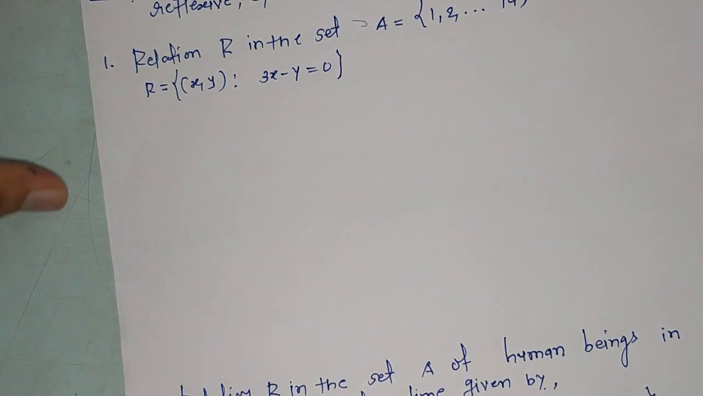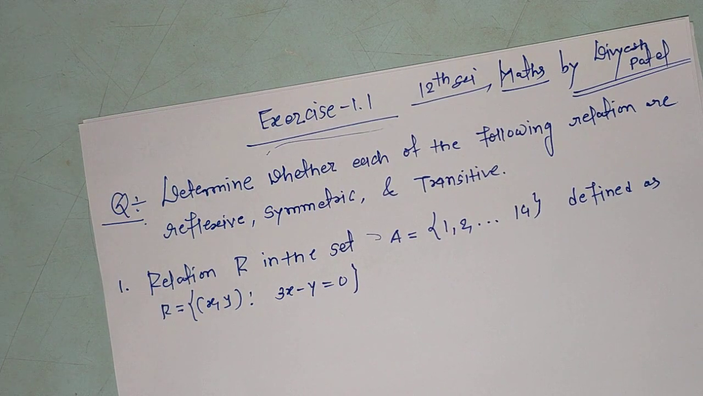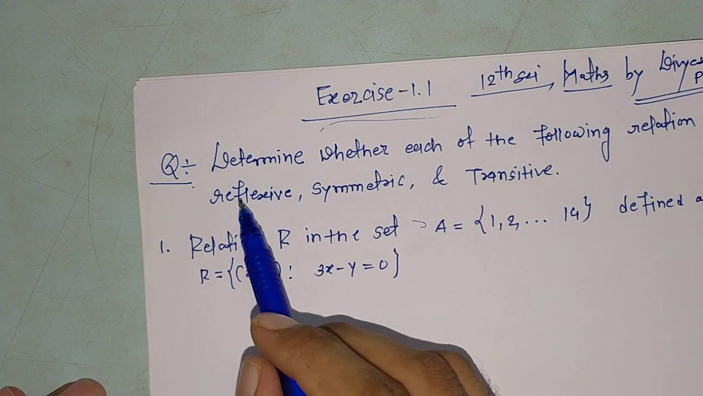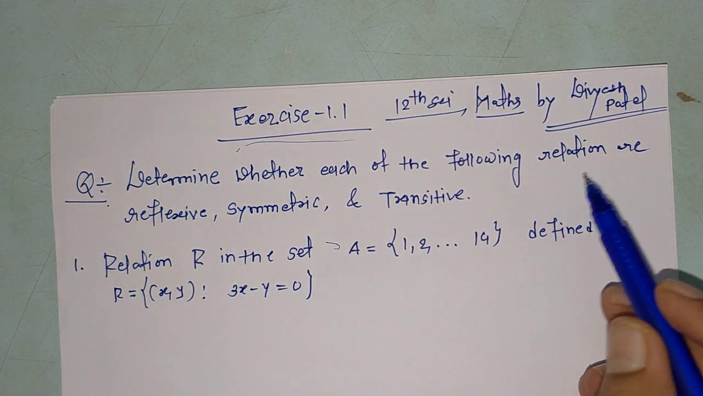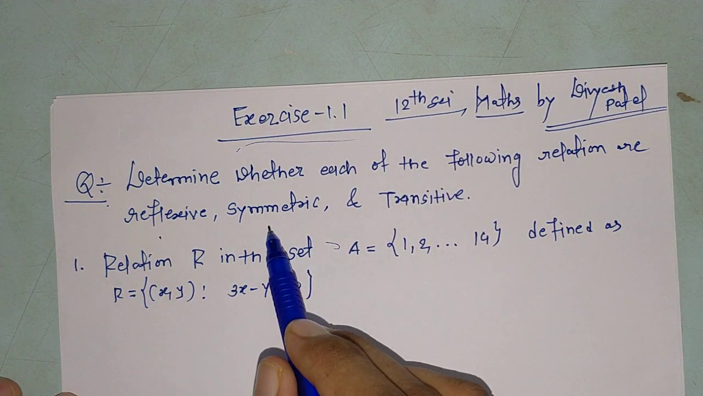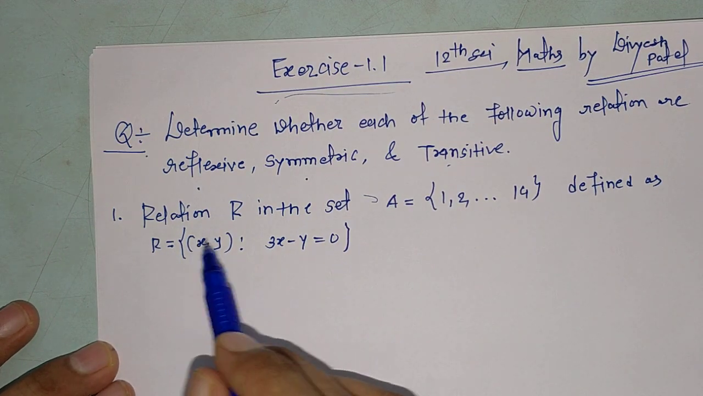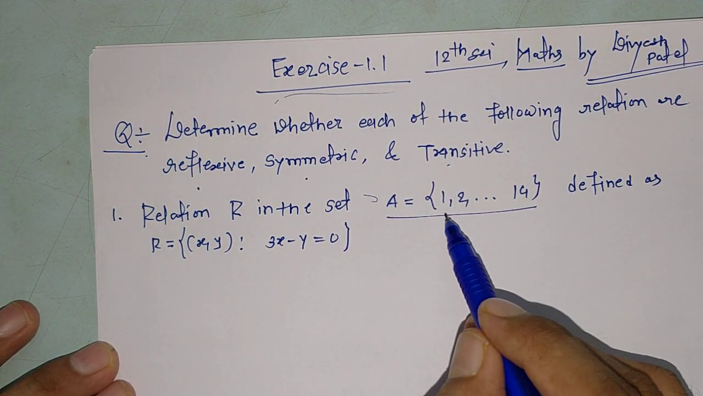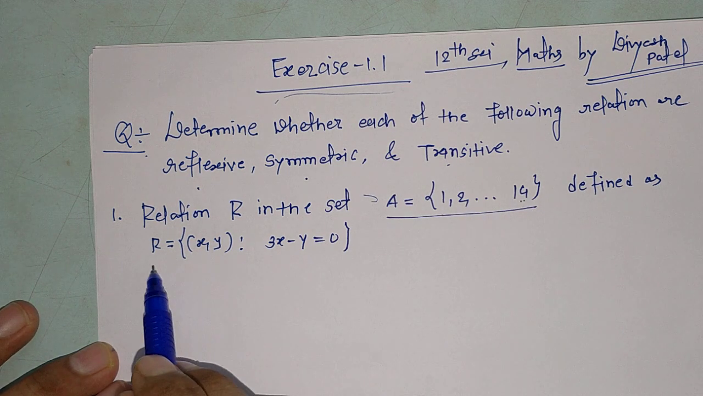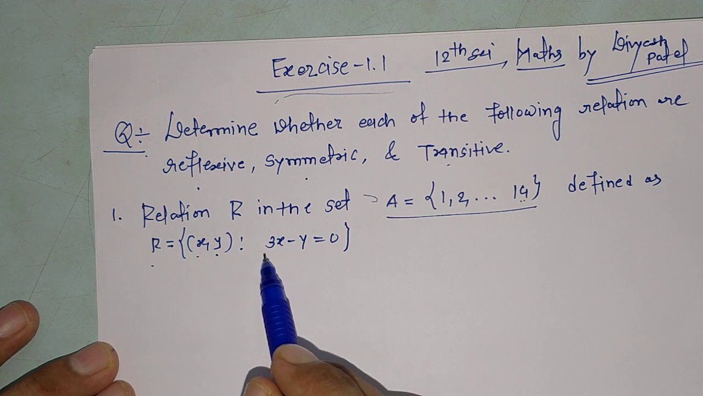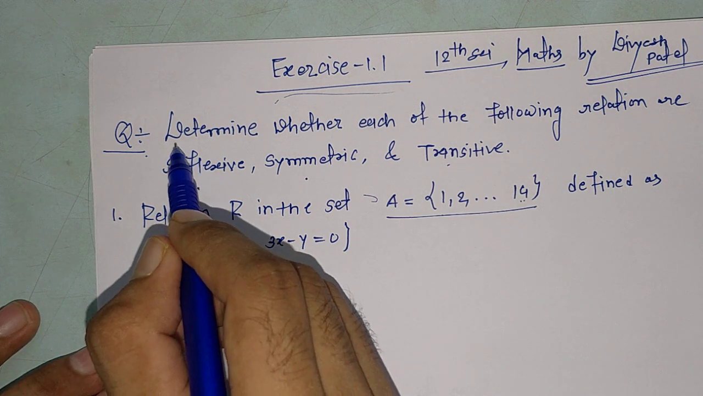Let's start exercise 1.1. First question: determine whether each of the following relations is reflexive, symmetric, transitive. For that, we are given a set A. The set has elements 1, 2 up to 14, and the relation is defined this way: x comma y if 3x minus y equals 0. We just have to determine.